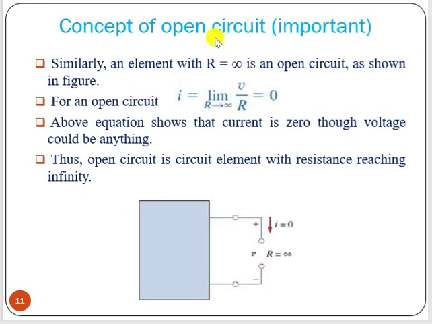Now the concept of open circuit. Open circuit means, in this figure, the resistance value is infinity. That means it is an open circuit. At that time, what happens? Current is 0. To flow current there must be a closed loop, but there is no connection. So the current value is equal to 0. Now for an open circuit, what can we write? I equal to V by R. If R tends to infinity, then V by infinity is 0. So current is 0.